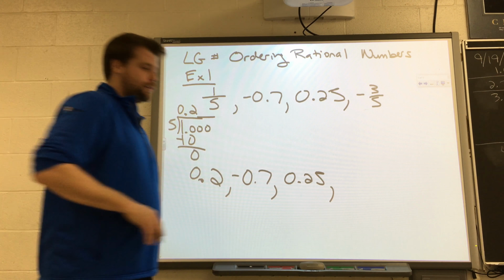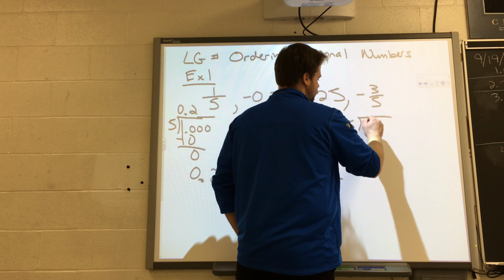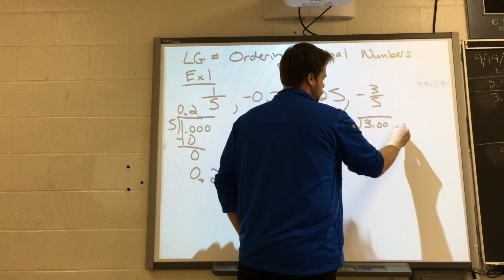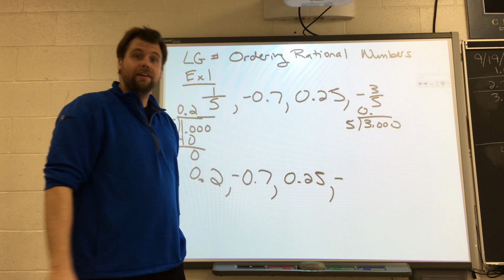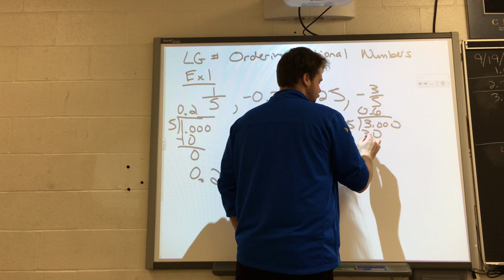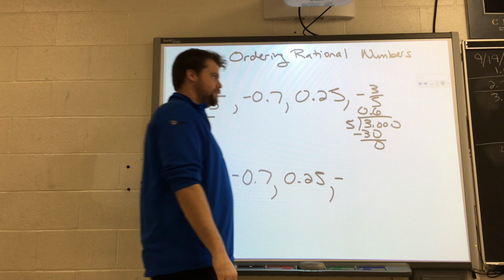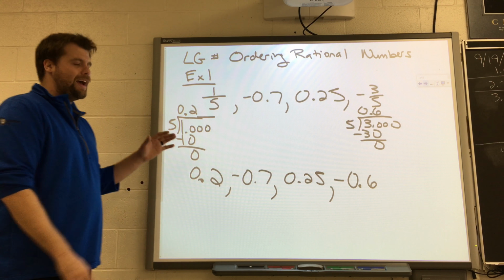Let's focus on the -3/5. We want to figure out how many times 5 is going to go into 3. 5 goes into 3 zero times. 5 goes into 30 six times, and it's exact. You end up with a remainder of 0. So that's -0.6. Okay, so now I have four numbers.